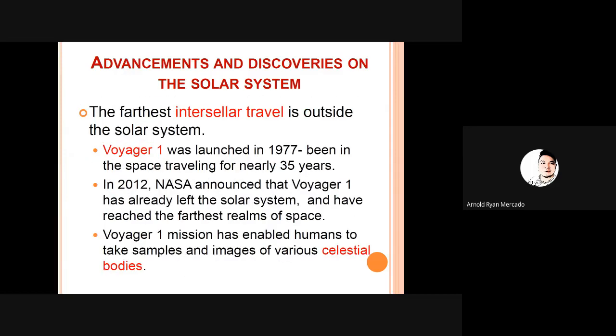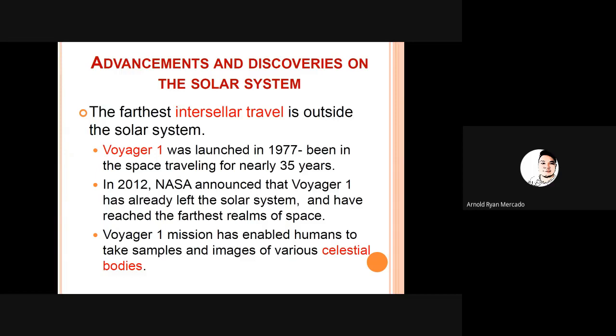The farthest interstellar travel is outside the solar system. Ayan, ito yung pinakamalayong travel na nagawa natin sa space, tinatawag na interstellar travel. Voyager 1, which was launched in 1977. Then in 2012, NASA announced that Voyager 1 has already left the solar system. So nawala na siya sa total control ng NASA, at hindi na siya makita.